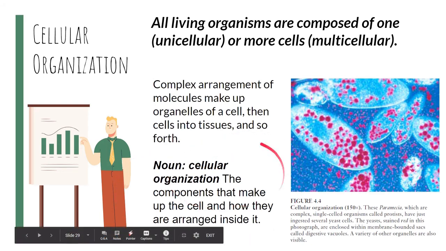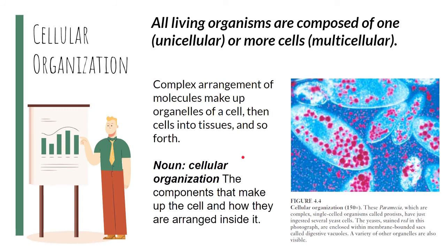So we define cellular organization as having components that could make up a cell and how they are arranged inside of it. All living things are made up of cells. It's one of the tenets or principles of the cell theory. Here you just have to get a cell sample from an organism, look at it under the microscope and see if it is actually made up of cells. If it is, then we can say that object or creature is actually a living organism.